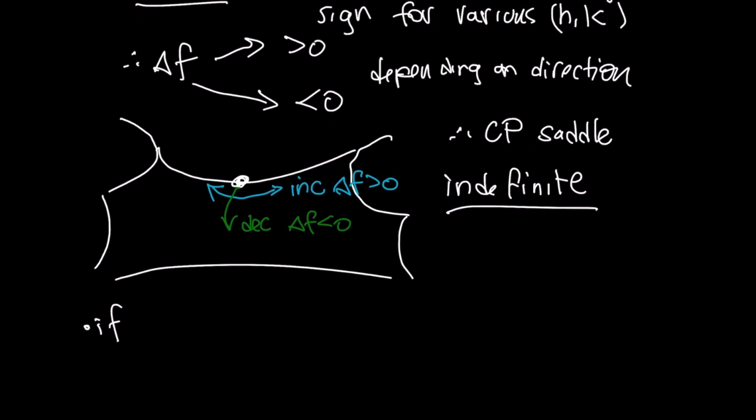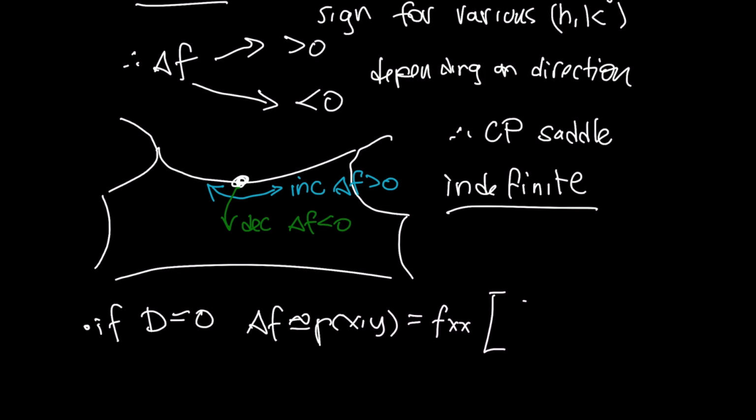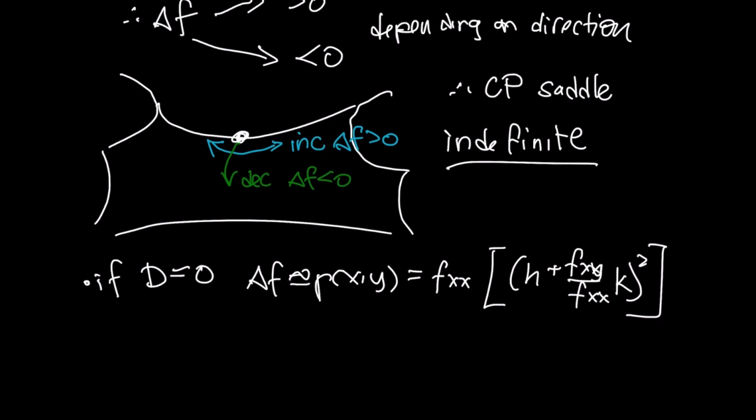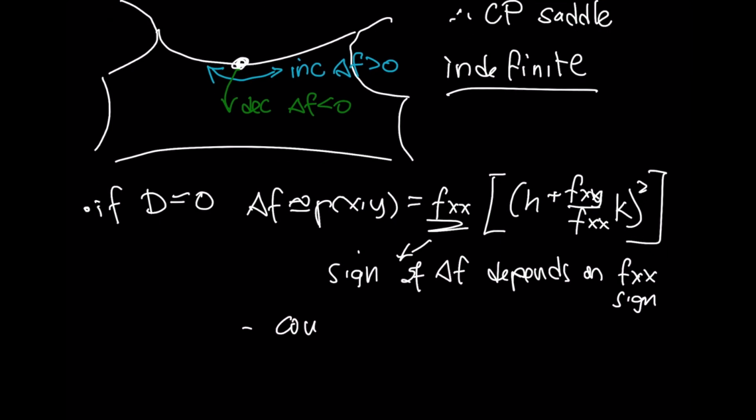The last situation that we're going to talk about is if D is equal to 0. Then the change in my function, which is approximated by my quadratic form, is going to be the second partial derivative fxx times h plus fxy over fxx times k, all squared. Now, once again, the sign of this depends on the sign of this term. It could be positive, it could be negative.